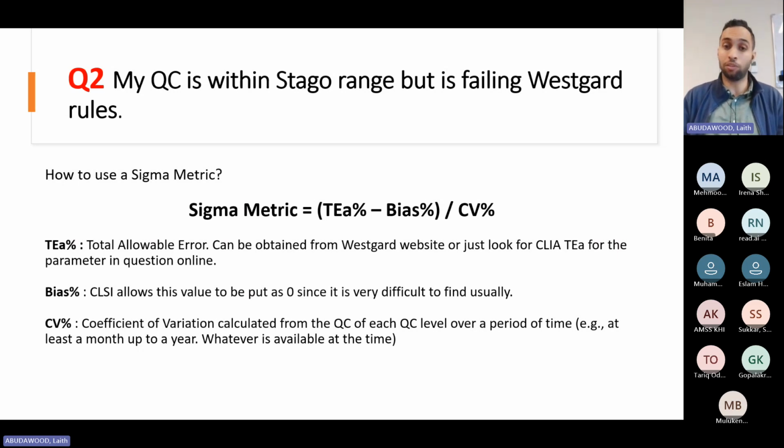That's up to them. That's their duty. We cannot tell them which one to use. Okay, then. So total allowable error minus bias percent. Where do I get this bias percent from?